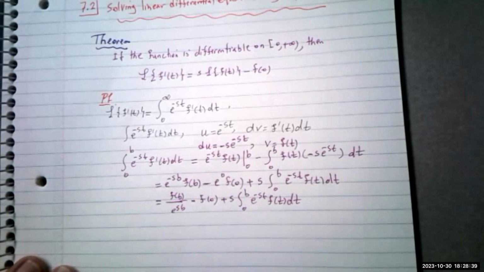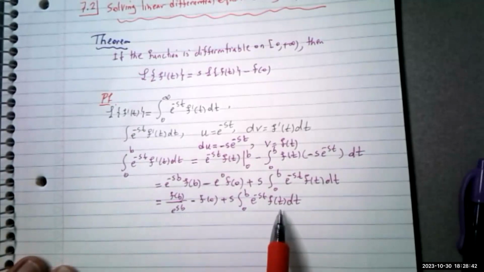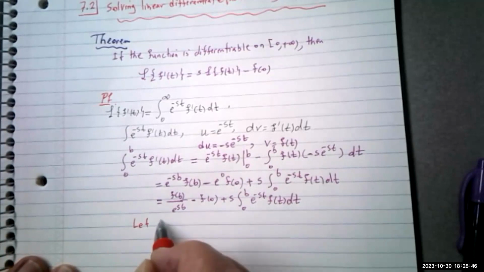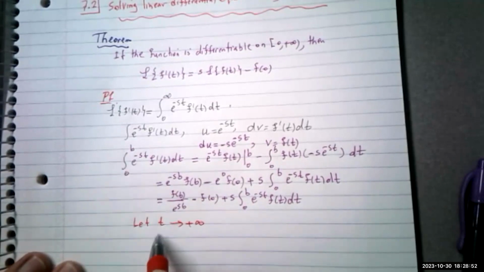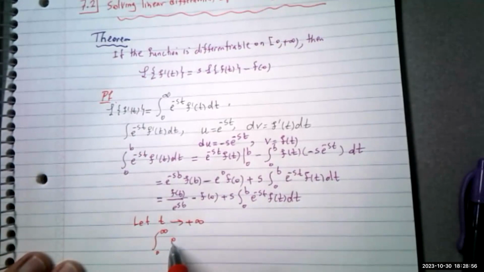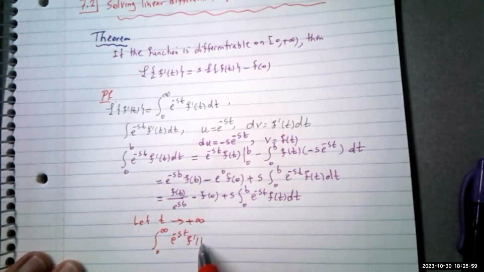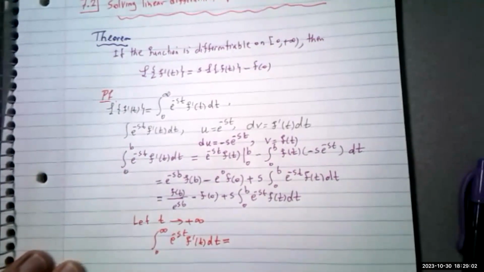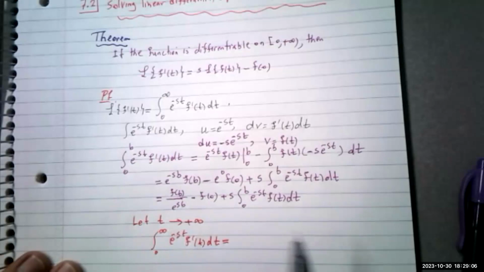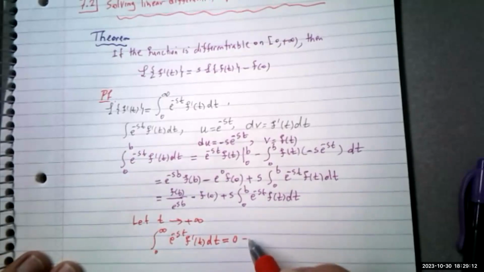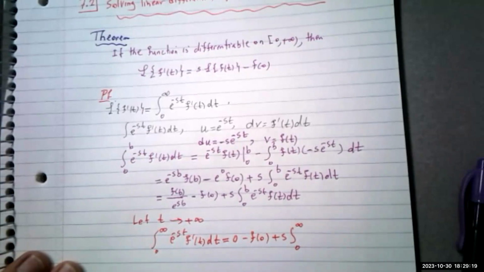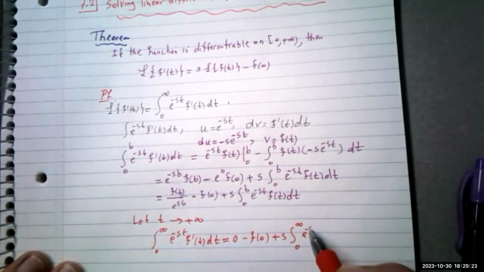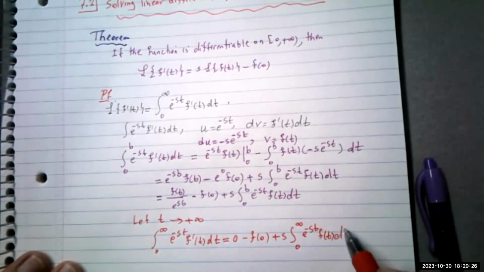And this integral, okay, if you let t go to positive infinity, this integral would be from 0 to infinity. It's the one that we are interested in: e to the negative st f prime of t dt. The first part would be 0, because f of b is a number over e to the sb. So that makes it 0 minus f of 0. And this would be plus s integral from 0 to infinity of e to the negative st f of t dt.